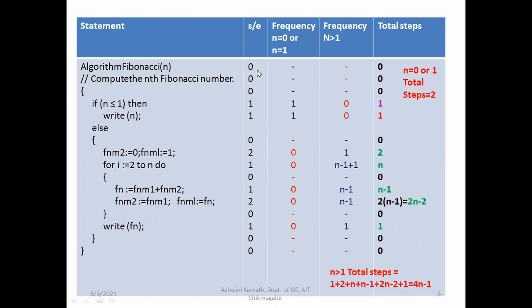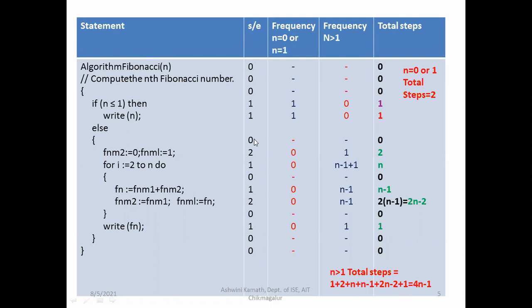First line, it is not executable. It will just inform the compiler that it's an algorithm or it's a function, right? Then compute the nth Fibonacci number, it's a comment. This is also not executable. And then open bracket, this is also not executable. This also informs the compiler that it is the beginning of the algorithm, right? Then if n is less than or equal to 1, it's an executable statement. So one executable statement, so it is 1. Write of n, this is also an executable statement, so it will be 1.